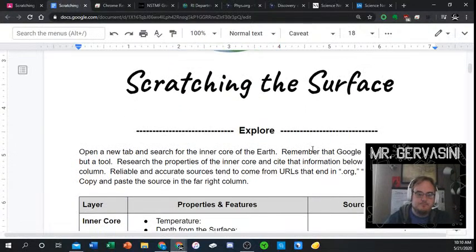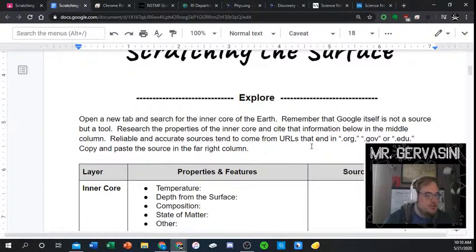All right. So what your focus is today is to do some research on the background of these 4 layers. We're going to start from the interior and work exterior. Interior means inside, exterior means to go out, right? So you're going to open a new tab. You're going to keep this document open. You're going to search for the inner core of the Earth.